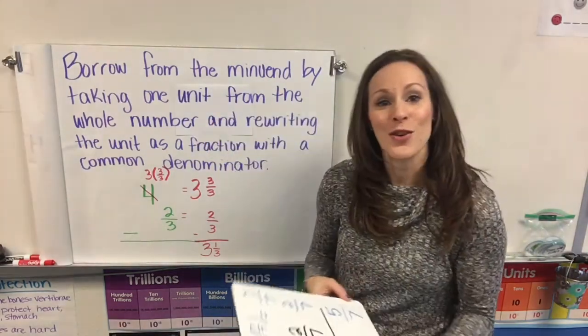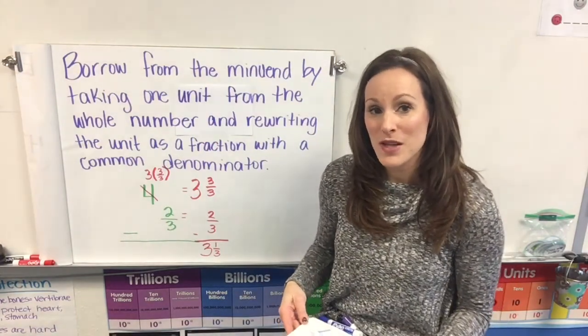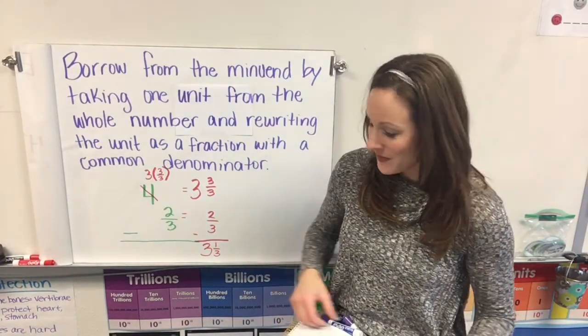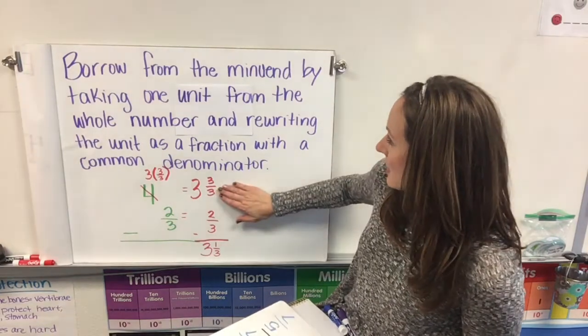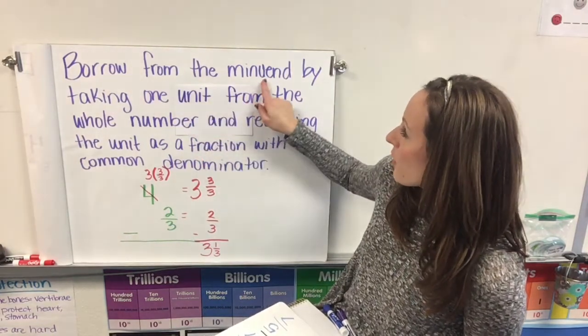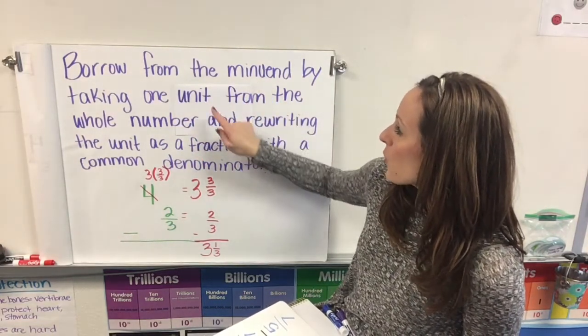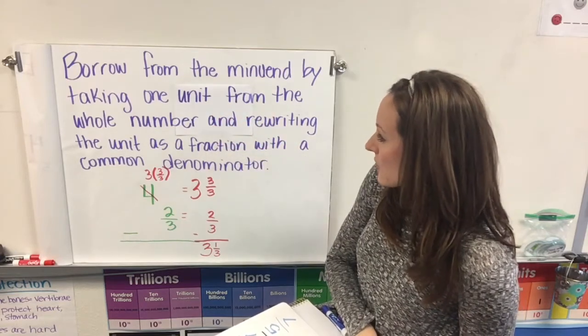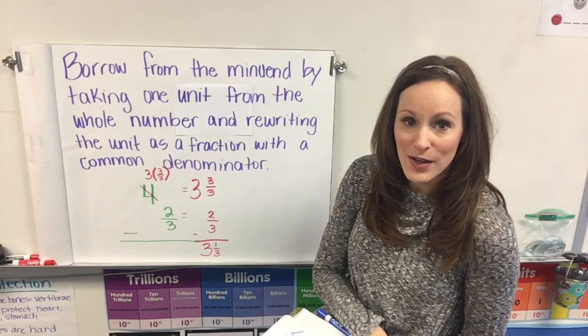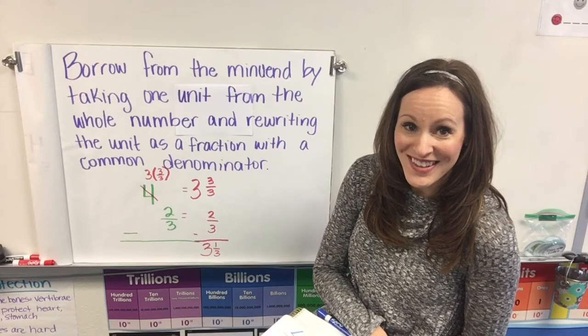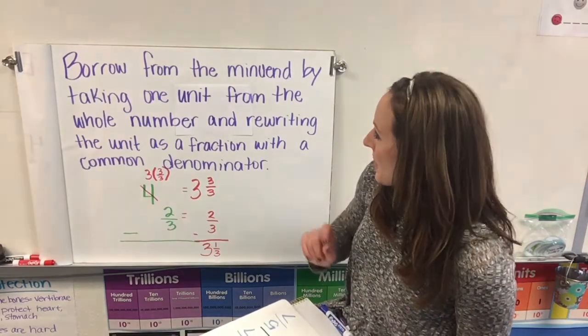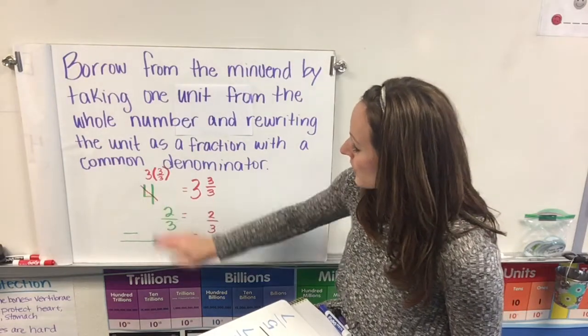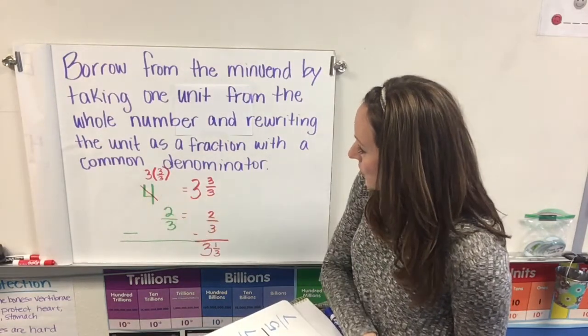Well, today I'm going to show you how to subtract when the minuend is not 1. It's going to look something like this. What we're going to do is borrow from the minuend by taking 1 unit from the whole number and rewriting the unit as a fraction with a common denominator. That's a lot of information. Let's break it down. In this case, I have 4 minus 2/3.